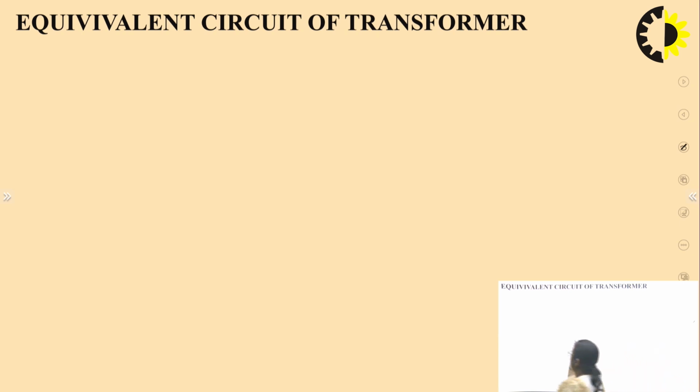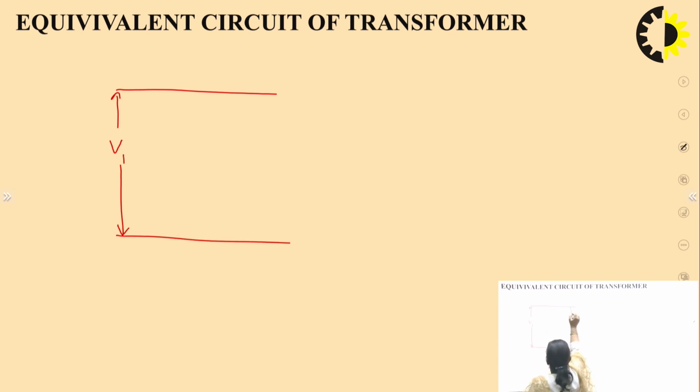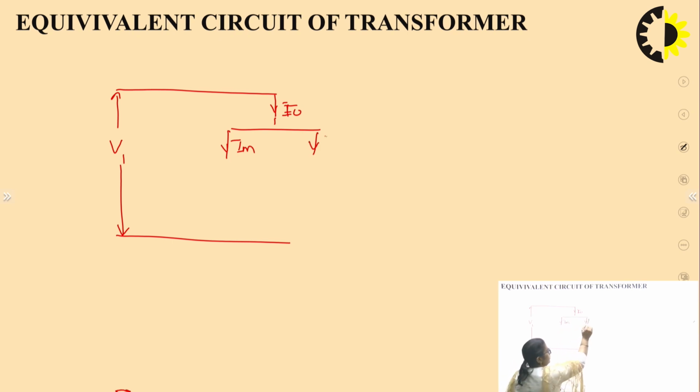If at all I just go with the no load circuit, this is supposed to be the input voltage. This is the no load circuit of the transformer. I know this no load current is actually consisting of two currents. One is the magnetizing current and another one is the core loss component, right?